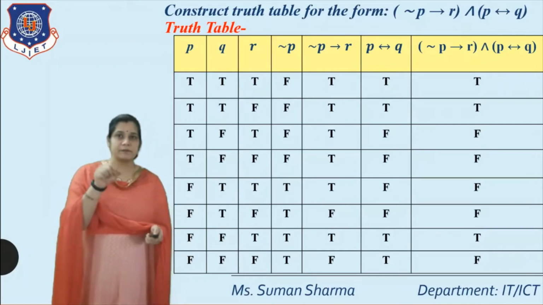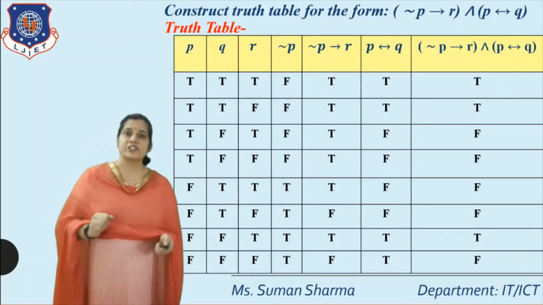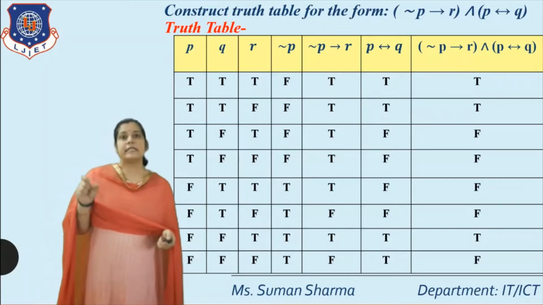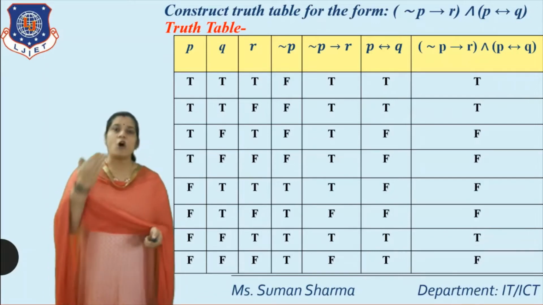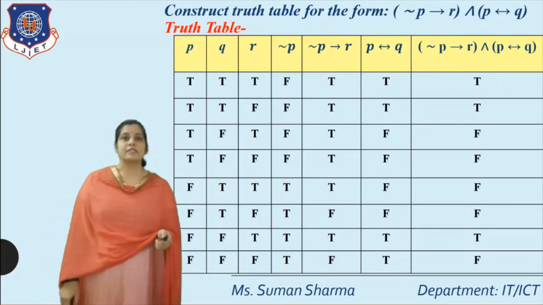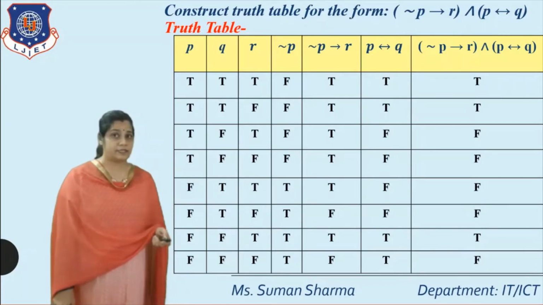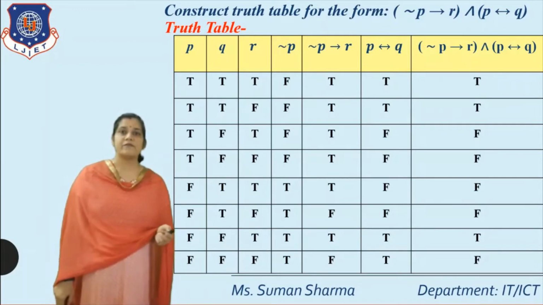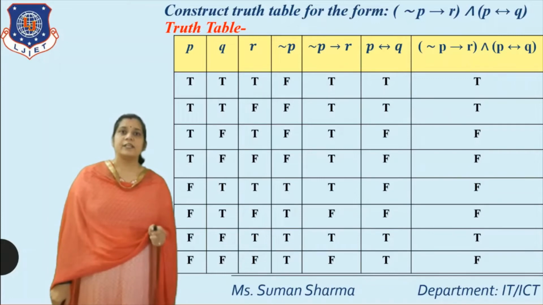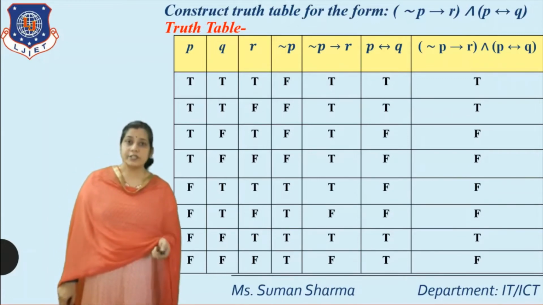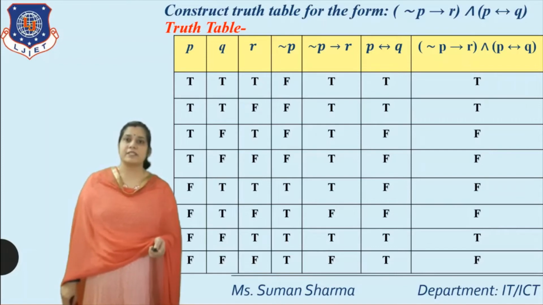So we use the conjunction sign between them. What is the process of the conjunction? If T and T, we write T, and all the remaining we write F. So first T and T gives T, second T and F gives F, then F and F gives F, and F and T gives F.